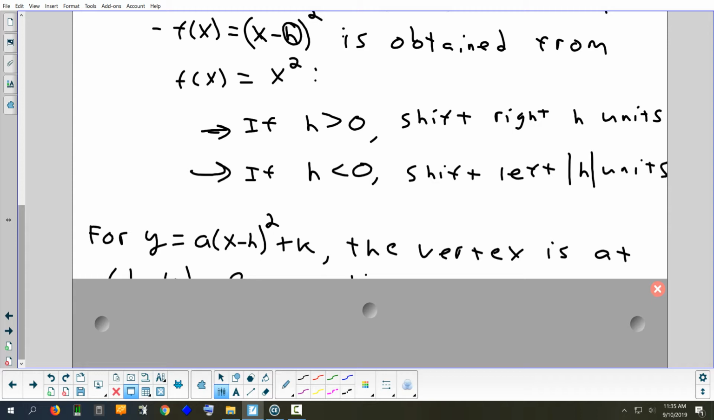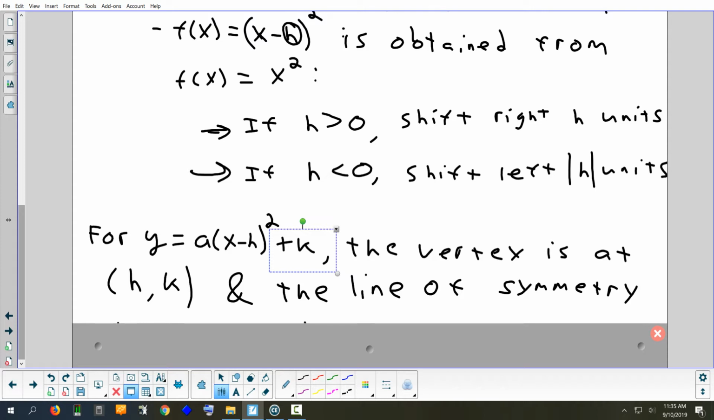So if I did this, this has got all three transformations in it: vertical stretch, horizontal shift, vertical shift. There are only two letters there that affect your vertex. Out of the a, the h, and the k, which two would affect where your vertex goes? h and k. That's the two that would affect it. So the vertex is always at h, comma, k.